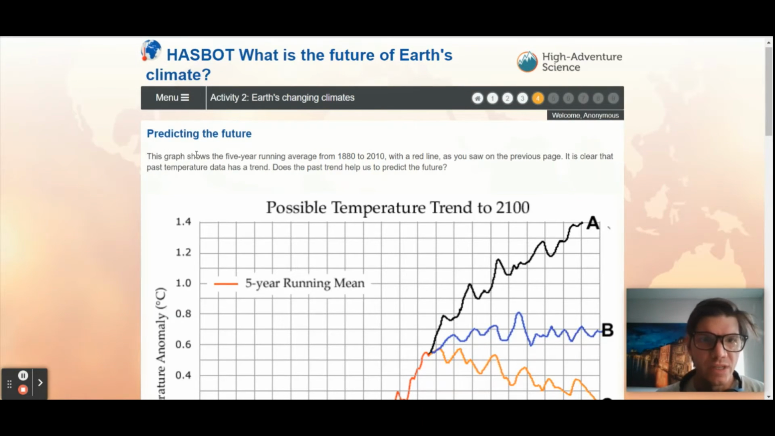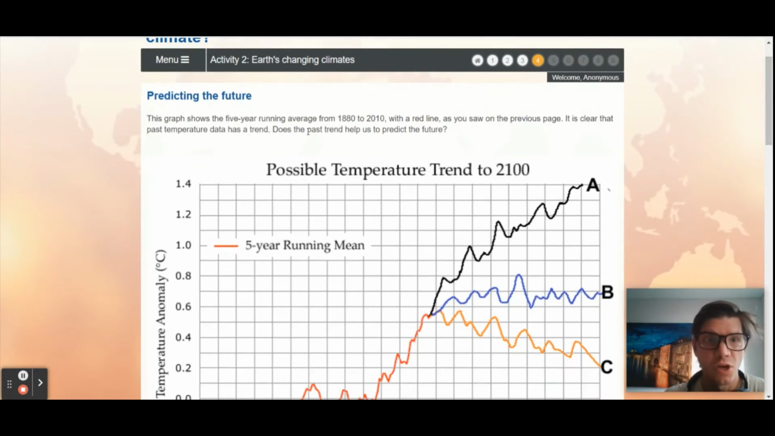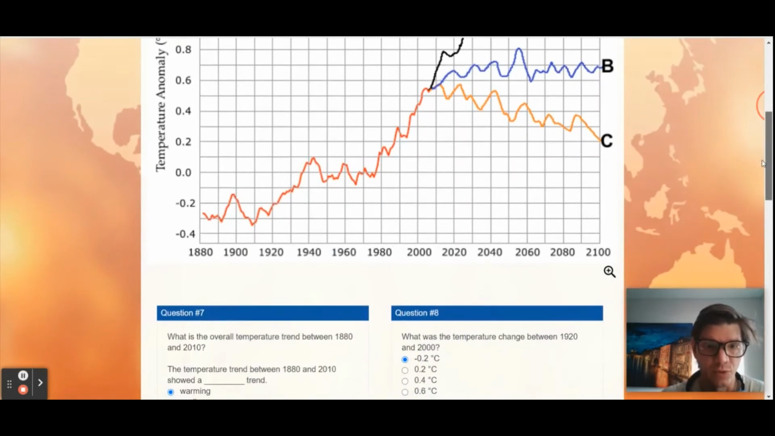In this graph, we see the 5-year running average from 1880 to 2010, which is the red line that we saw from the last slide. And here we have 3 predictions. So it's clear that the past temperature data has a trend. Does the past trend help us predict the future? Let's take a look at some of the questions we'll need to answer with this one.